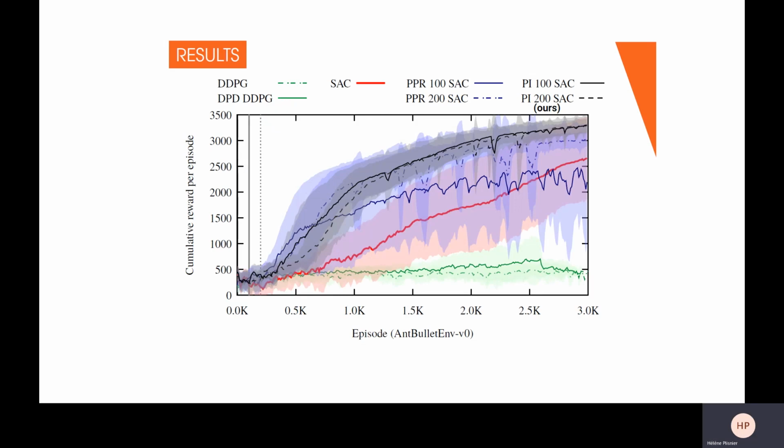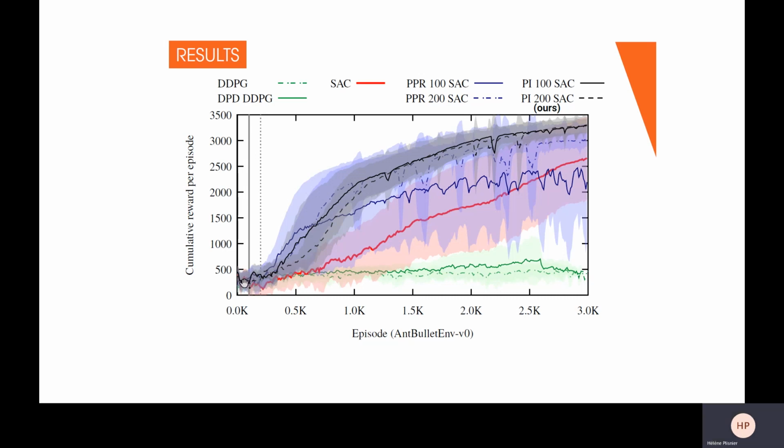Now for some results. We have PPR and policy intersection, both implemented on top of SAC with 2 different advisors. We tried an advisor with 100 episodes of training and one with 200 episodes of training. These are averages over 8 runs each. Each of these curves is at least 8 runs. And here we have some lines representing the amount of time that each advisor has taken.